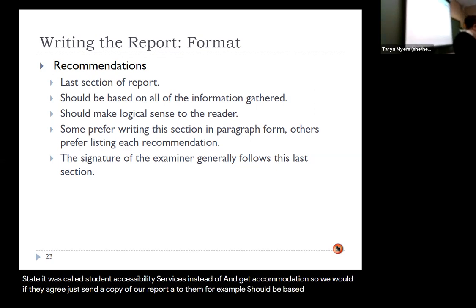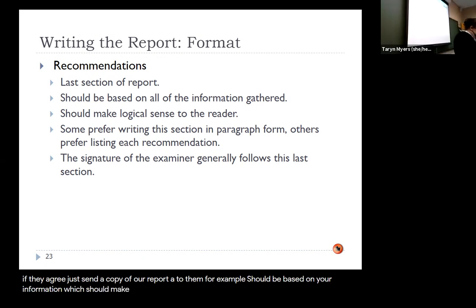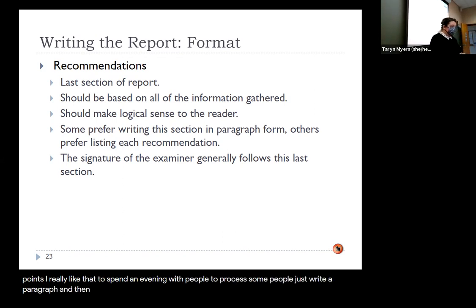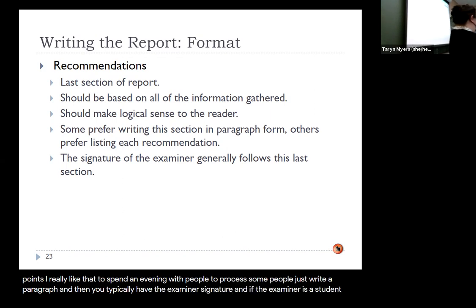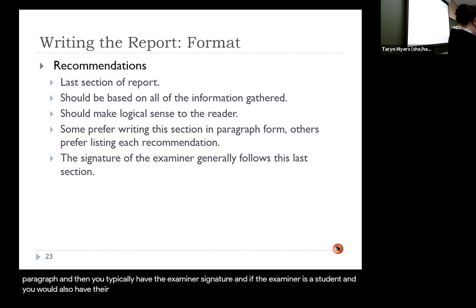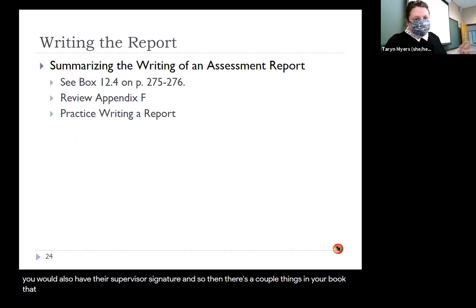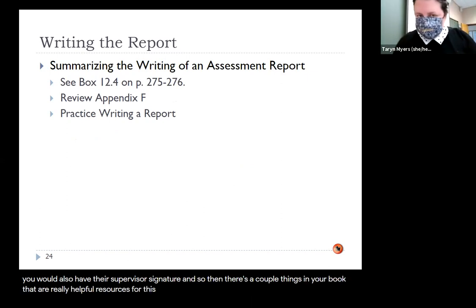It should be based on your information. It should make sense to the reader and to you, honestly. Again, some will do bullet points. I really like that just because it's easy for people to process. Some people just write a paragraph. And then you typically have the examiner's signature, and if the examiner is a student, then you would also have their supervisor's signature as well. And there are a couple things in your book that are really helpful resources for this.